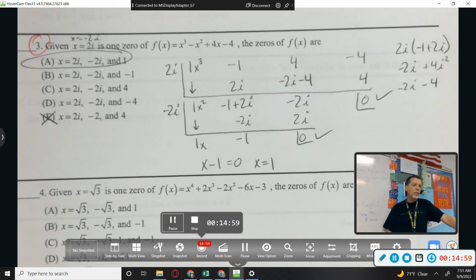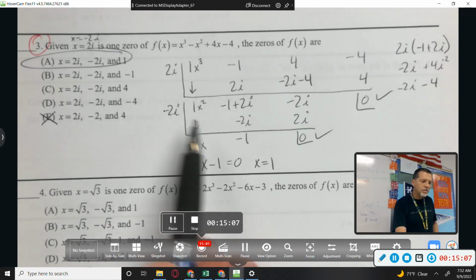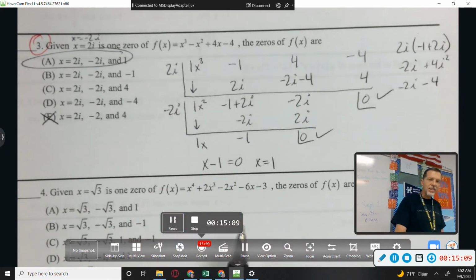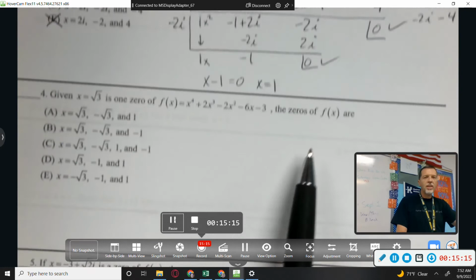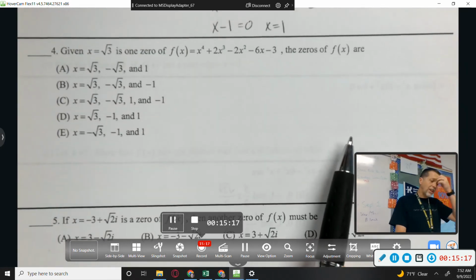Where that wouldn't work is on number 4. So good call, because you could have factored that and that would have been a lot easier. On number 4, I can't see how that one factors. So number 4, we'd have to kind of do the same thing.